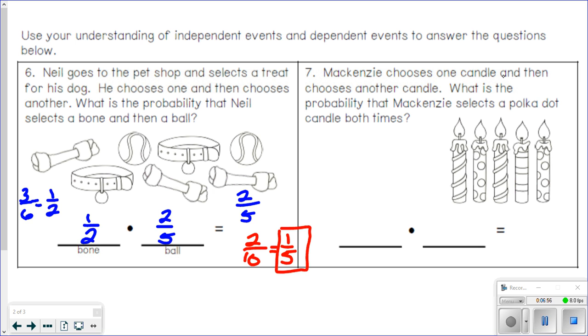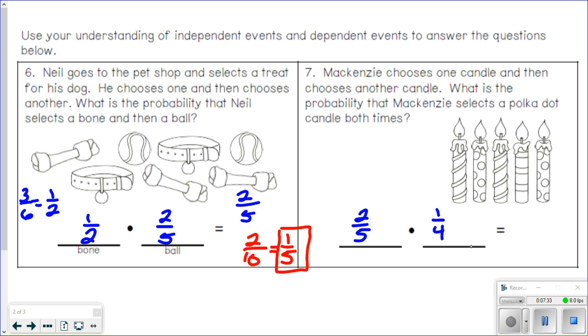Mackenzie chooses one candle and then chooses another candle. So she didn't put the first one back. What is the probability that Mackenzie selects a polka dot candle both times? The first time, the probability of polka dot is 2 out of 5. There are 5 candles and 2 of them are polka dot. Now, the second time, there's only 1 polka dot candle, and only 4 candles to choose from because we already took one out. So the second probability for choosing a polka dot is 1/4.